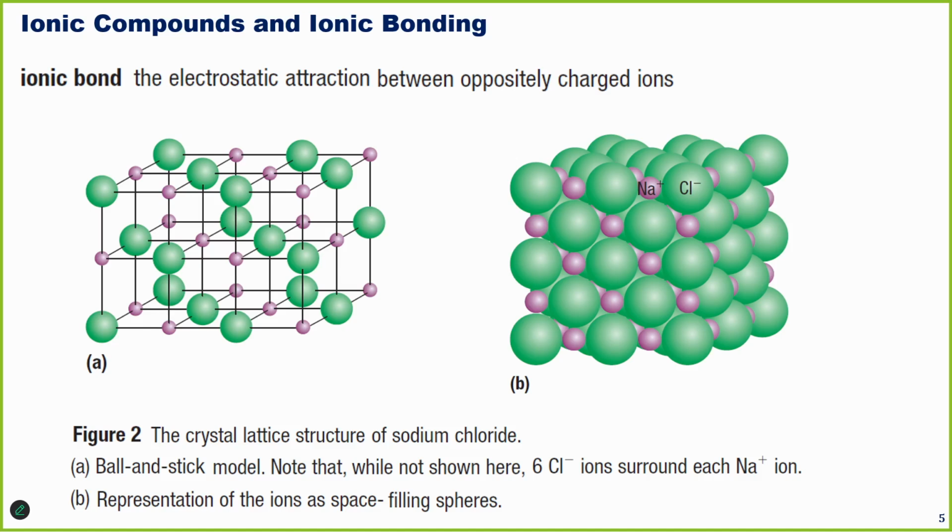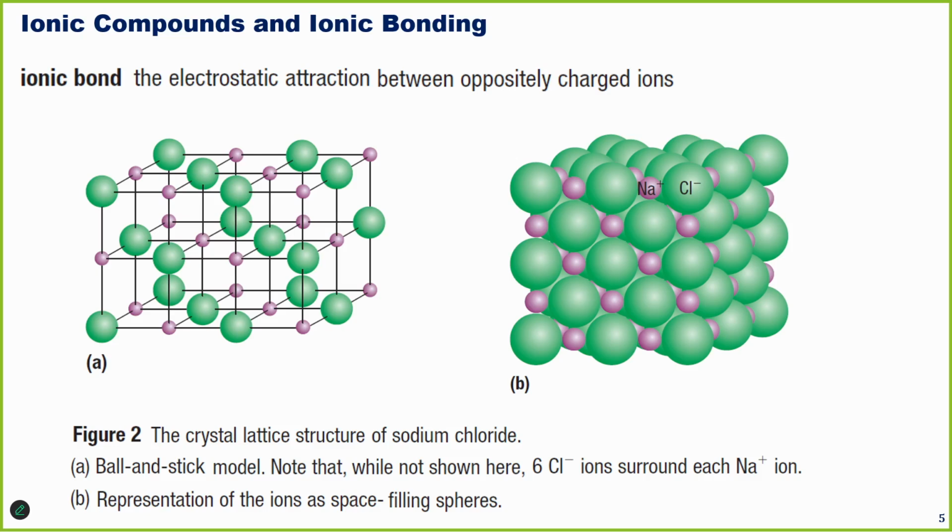The electrostatic attraction between positively charged sodium ions and negatively charged chloride ions creates a crystal lattice of sodium chloride, NaCl, which is shown here in figure 2. The chemical formula for sodium chloride is an example of a formula unit. It represents the smallest quantity of sodium chloride that has this chemical formula. The formula unit of sodium chloride indicates that the sodium and chloride ions combine in a 1:1 ratio.